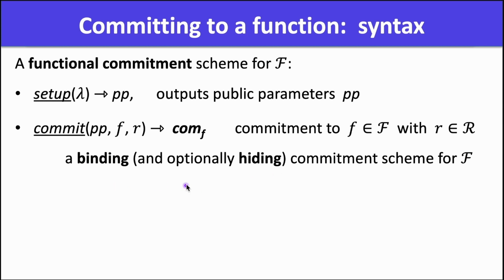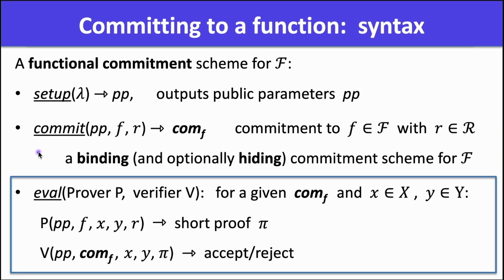As we will see, if we're building a SNARK, we typically just need a binding commitment. It does not need to be hiding. But if we're building a zero-knowledge SNARK, often we might need a commitment that's both binding and hiding. But for a SNARK, a binding commitment is sufficient. Now, the important component of a functional commitment is the evaluation protocol.